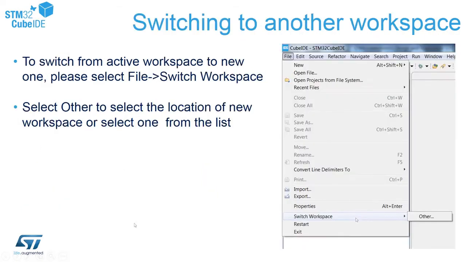Another thing which is quite convenient within STM32CubeIDE, and comes from Eclipse, is switching the workspaces. We can imagine the situation that we are working on several projects or several workspaces, and to switch between them is quite easy. It's enough to go to File and Switch Workspace, and as a result you can see the list of recently used workspaces and the option Other, which allows you to select a different location of an already existing workspace.